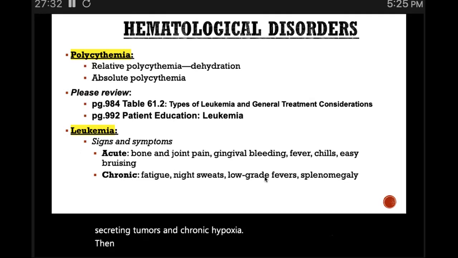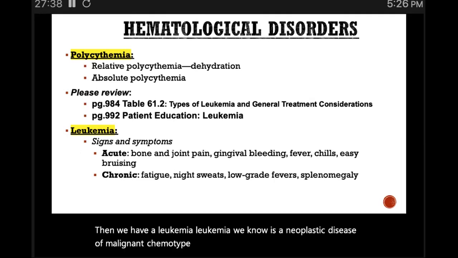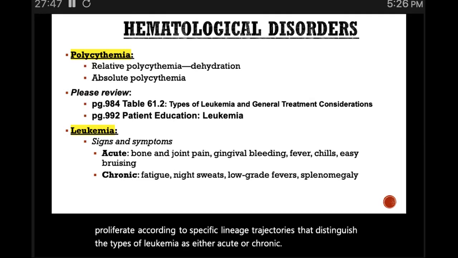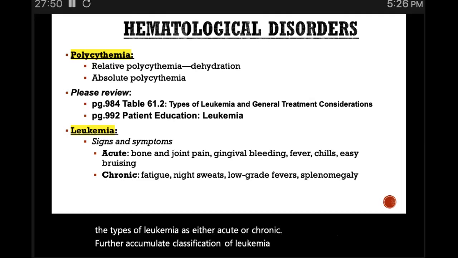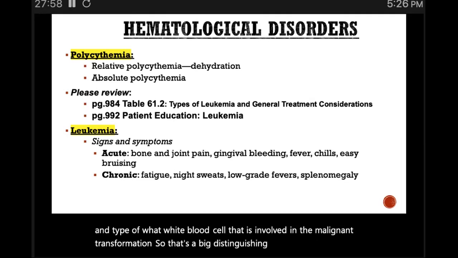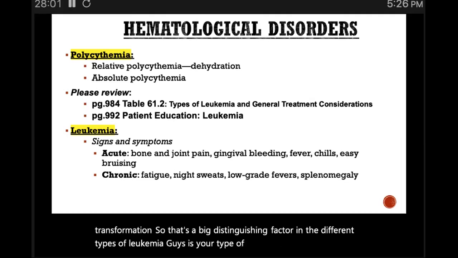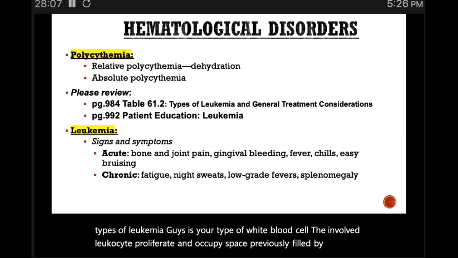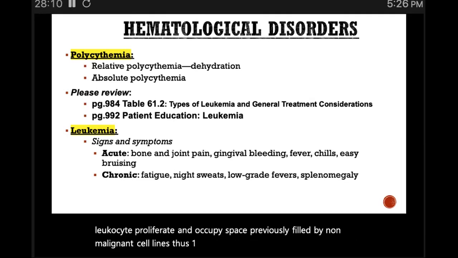Then we have leukemia. Leukemia, we know, is a neoplastic disease of malignant hematopoietic stem cells that differentiate and proliferate according to specific lineage trajectories that distinguish the types of leukemia as either acute or chronic. Further classification of leukemia specifies the stage of development and type of white blood cell that is involved in the malignant transformation. So that's a big distinguishing factor in the different types of leukemia, guys, is your type of white blood cell. The involved leukocytes proliferate and occupy space previously filled by non-malignant cell lines. Thus, one significant outcome of the malignancy is the suppression of non-malignant blood cells.